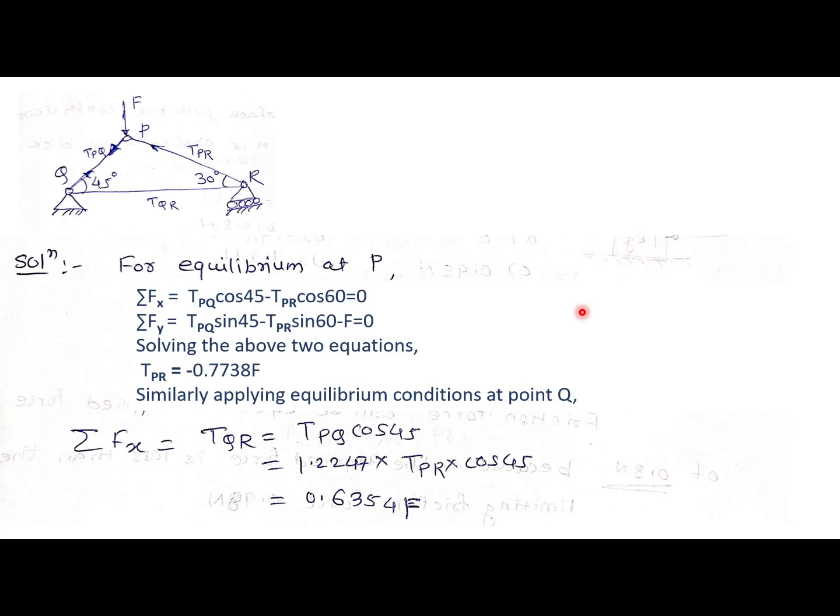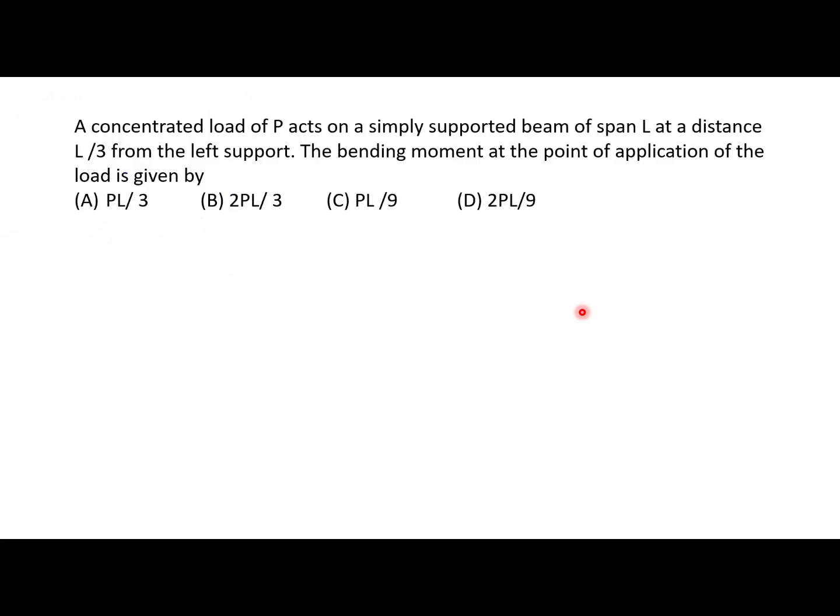So like that we can apply the method of section in an effective way. Let us see one of the beam problems, how we can find out the unknown. Here the description of the beam is given. A concentrated load P is acting on a simply supported beam of span L at a distance L by 3 from its left support, and we have to find out the bending moment in terms of P and L.